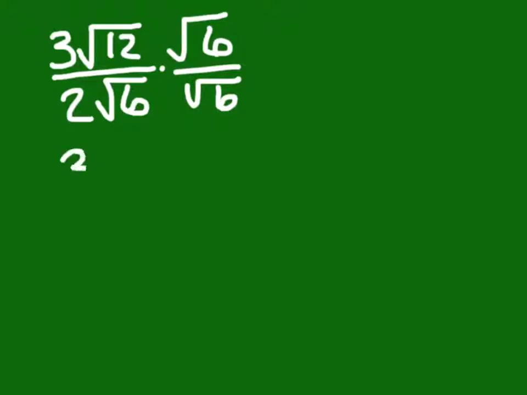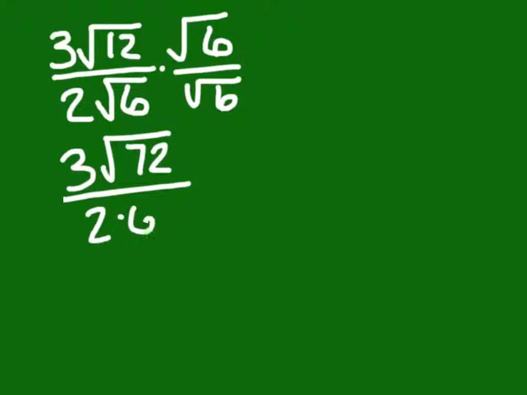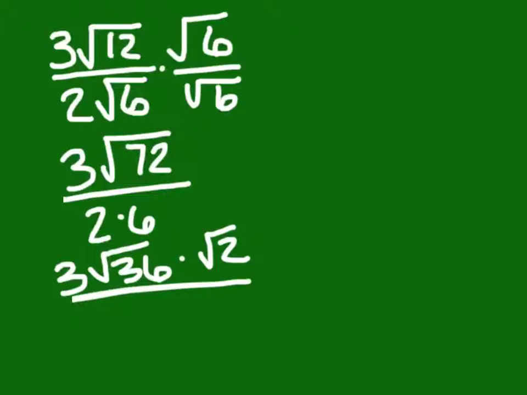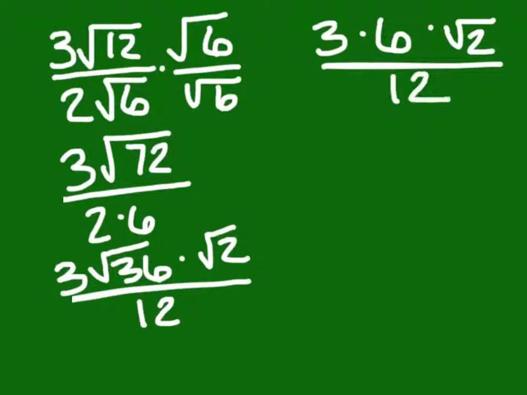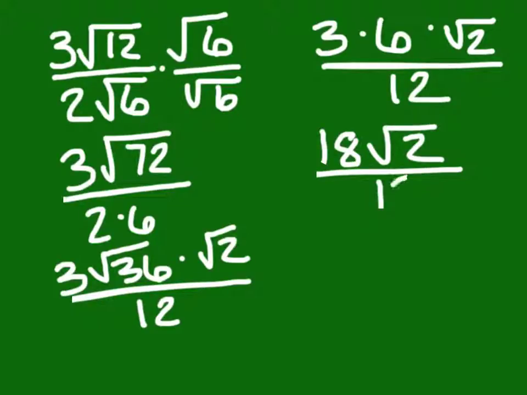So we have 3 radical 12 all over 2 radical 6. So we multiply by radical 6 over radical 6. So we have 3 times the square root of 72 over 2 times 6. 72 breaks down into 36 times 2 over 12. And the square root of 36 is 6, so 3 times 6 times the square root of 2 all over 12. 3 times 6 is 18, radical 2 over 12.